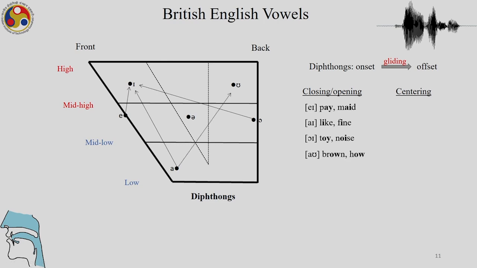We have another closing diphthong, ow, as in brown, how, now, etc. And then we have another one, like road, etc., o. And then we have the centering diphthongs, which are ear and air, like care, bear. Sometimes, in some varieties, there's also another diphthong, as in poor.